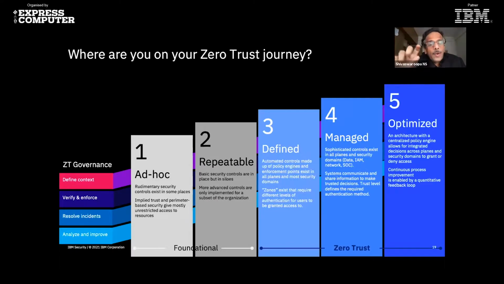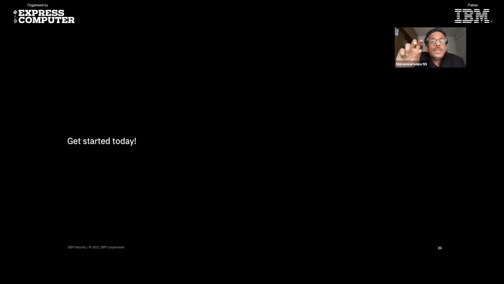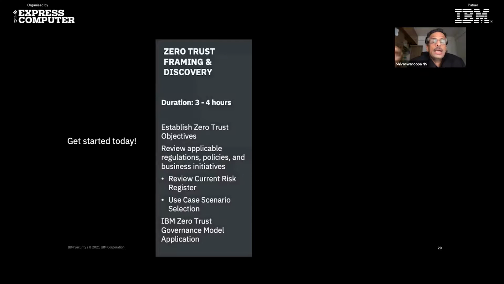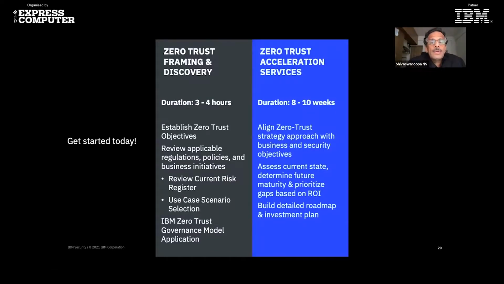So that is the whole essence of zero trust. And these are the different maturity models that exist when it comes to the zero trust journey. Having said that, where to begin, right? So the next slide essentially speaks to some of the approaches where we can help you in embarking on this journey. The first engagement that we can execute with you is what we call the zero trust framing and discovery, which I will talk about in detail in the next couple of slides.